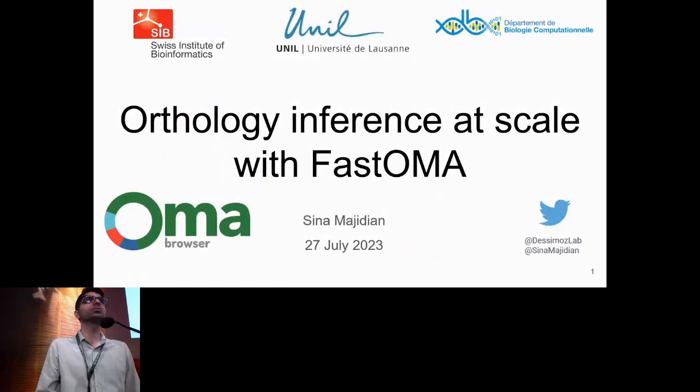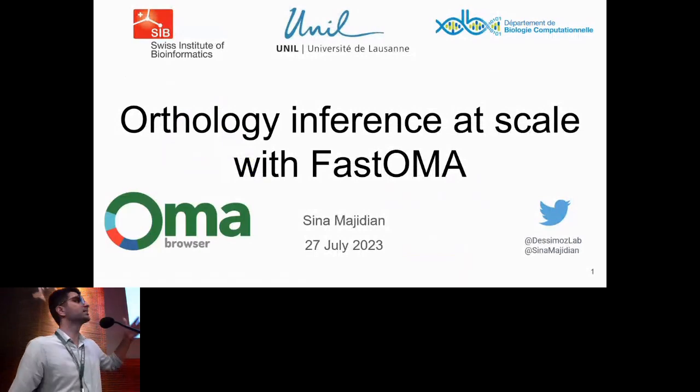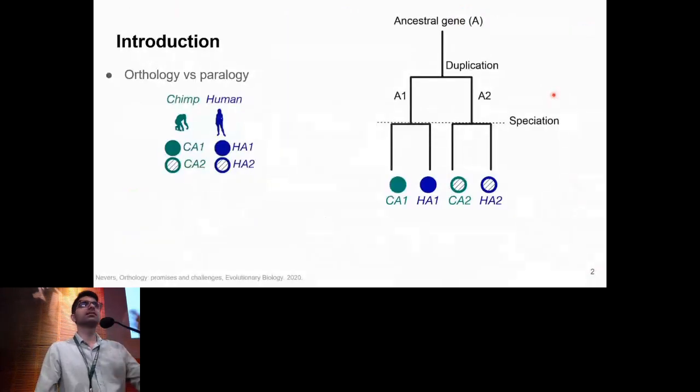Each of them has two proteins. Consider there was an ancestral gene A, and during a duplication event, we had two genes, A1 and A2, and during a speciation, we will have these four genes here. And the definition of orthologs is that when two proteins in two species evolved from one gene in the same common ancestor, diverged from a speciation event, we call them orthologs.